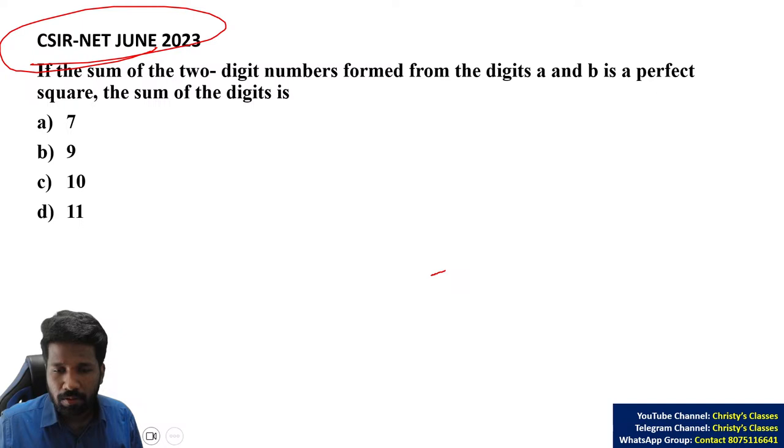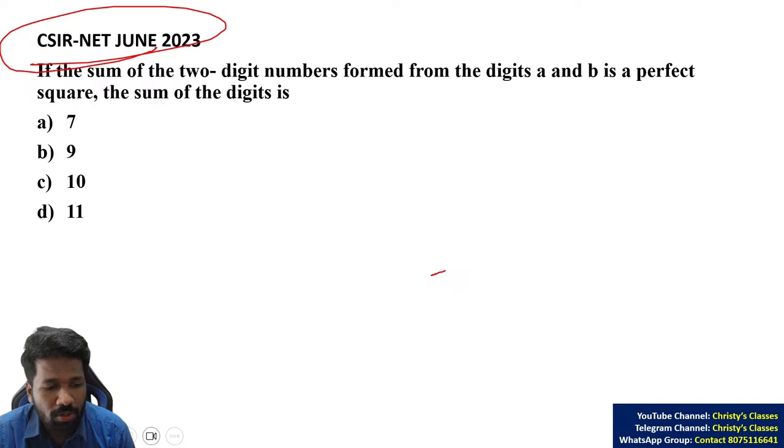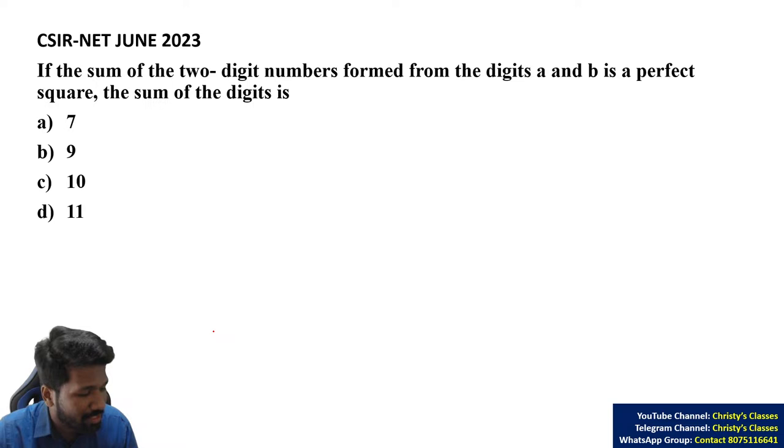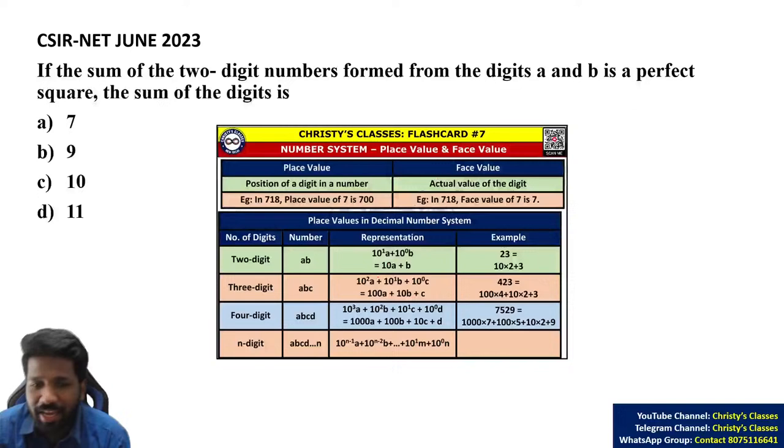Okay, so I'll explain. If the sum of the two digit numbers formed from the digits a and b is a perfect square, then, in the previous question, we had to get a difference of 27. Here the sum should be a perfect square. Two digit numbers formed from the digits a and b, as I told, are ab and its reverse ba. How can we write them? 10a plus b and 10b plus a.